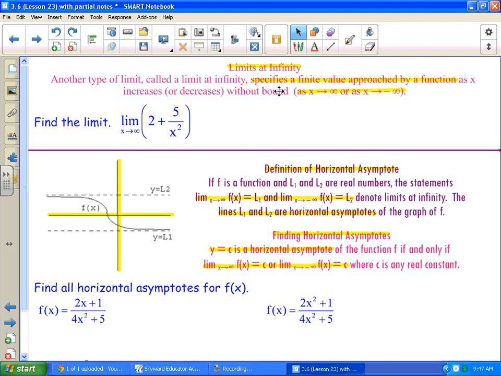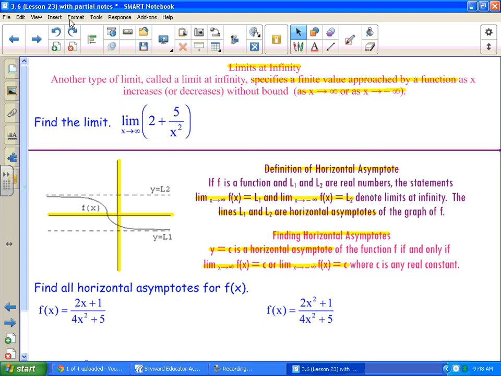Alright, so limits at infinity, it specifies a finite value, which means like a number. Okay, it's not infinite. Approached by a function as x goes to infinity or as x goes to negative infinity. So let's try to find this limit. As x goes to infinity, I think the easier way to do this one is just to leave it the way it is. If x goes to infinity, wouldn't this be 5 over infinity squared? Which is 5 over infinity. What would that go to? Something really, really small, right? If this is 5 over the biggest thing possible, so this is going to go to 0.